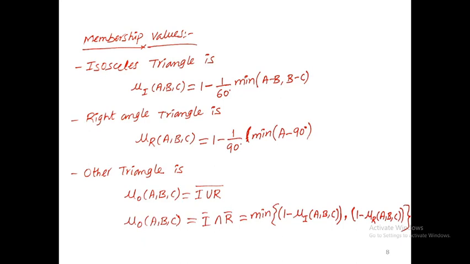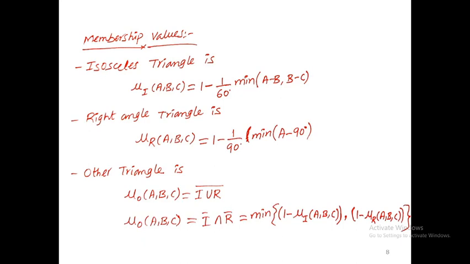The same thing you can rewrite as per De Morgan's law. Mu O of A, B, C is equal to I bar intersection R bar. I bar intersection R bar is nothing but the minimum, right? Union means maximum, you will take the maximum of the components. Intersection means minimum, right? So the minimum of I bar, which means 1 minus mu I of A, B, C, and R bar, which means 1 minus mu R. That's what I have written here: 1 minus mu R of A, B, C.